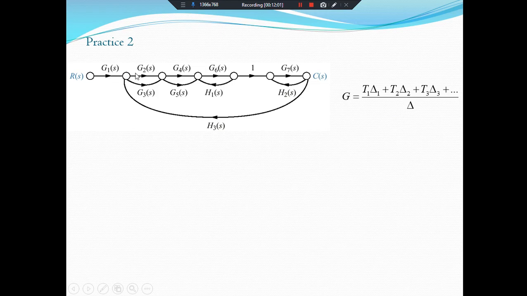You have to find G of s by using Mason's rule. Here comes only one forward path: G1, G2, G3, G6, G7. No other forward path, so it will come T1 delta 1 over delta. So you have to find delta 1 and the values of T1, delta 1, and delta. So do the practice of these two practice problems. It will be more clear to you.